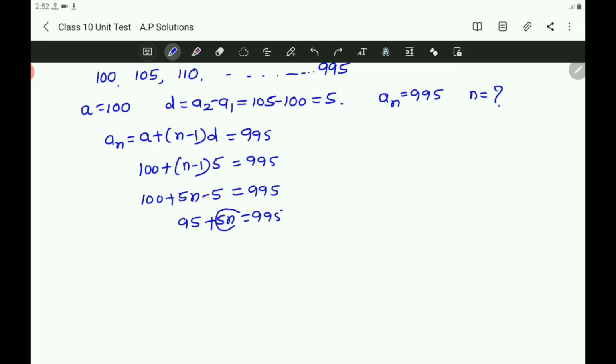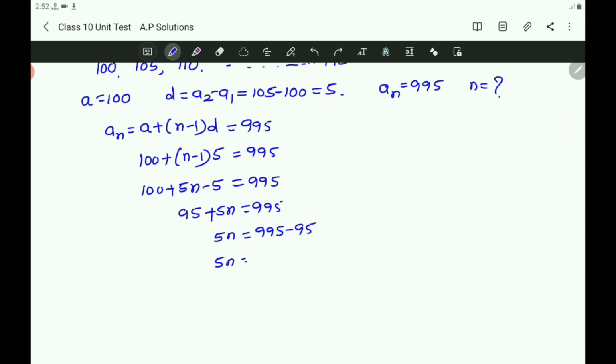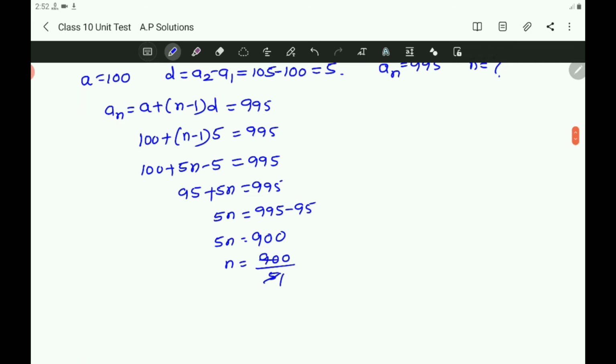So keep this 5n in the LHS and you transfer this 95 to the RHS. Then it becomes 5n equals 995 minus 95. 995 minus 95 is 900. Then 5n equals 900, so n equals 900 by 5. You divide 900 by 5. 5 ones are 5. What is remaining here? 4. 5 8s are 40. 0. So n you got, n equals 180.